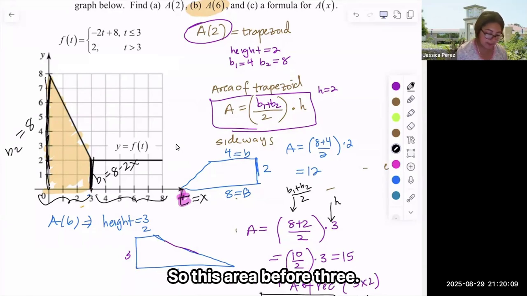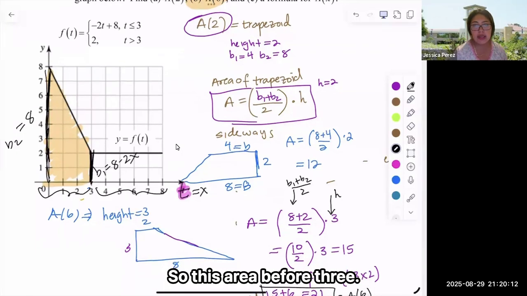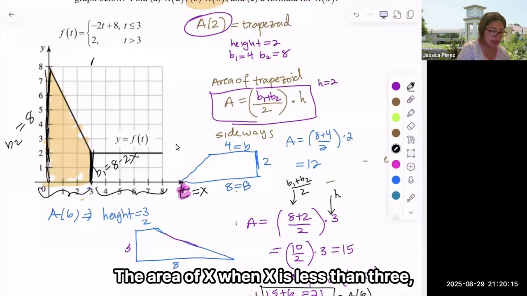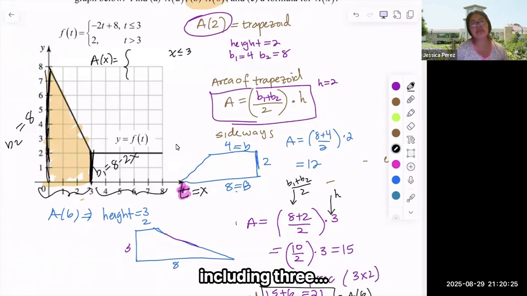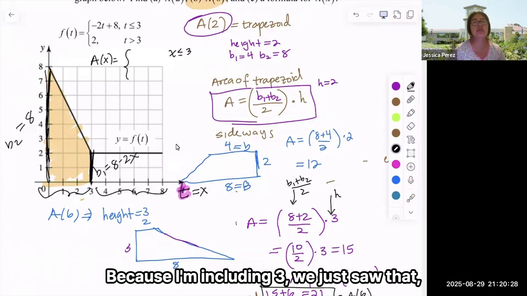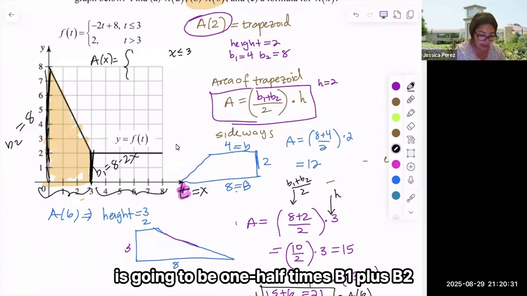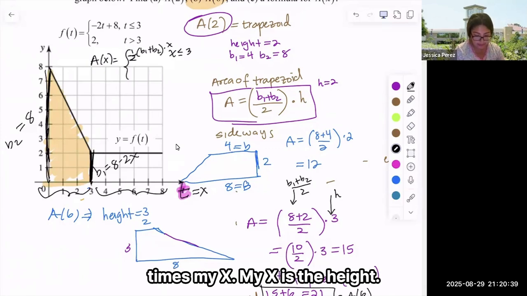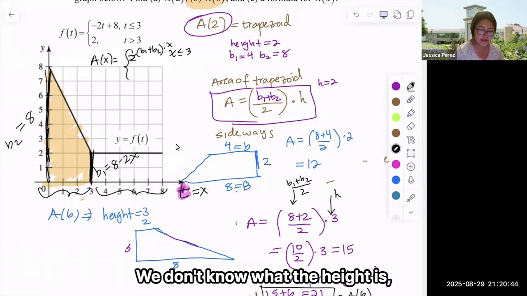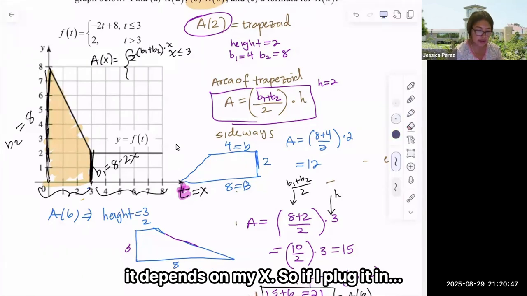So this area before 3, the area of x when x is less than 3, including 3, because I'm including 3, we just saw that, is going to be 1/2 times b1 plus b2 times my x. My x is the height. We don't know what the height is. It depends on my x.